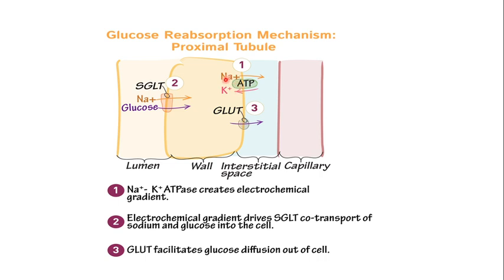What I mean by that is that this sodium potassium ATPase pump that we just discussed is going to move the sodium from inside of the cell to outside of the cell, and at the same time move the potassium into the cell. What this creates is an electrochemical gradient. There is a low concentration of sodium in this part of the proximal tubule, and the concentration of sodium is high over here. That means the sodium is going to move down its concentration gradient.